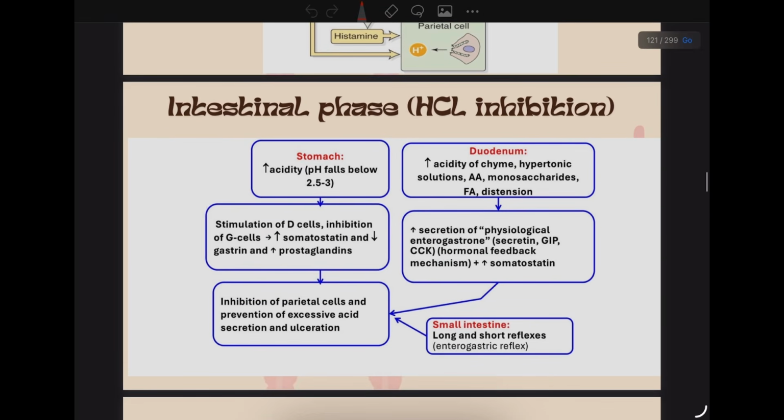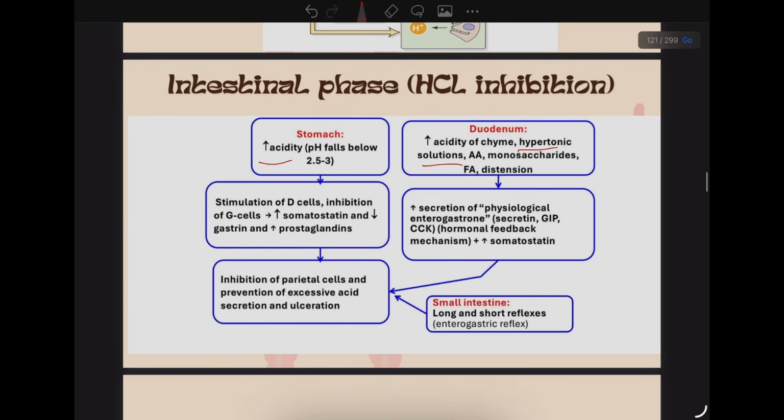Intestinal phase, we have talked about it. It's stimulated either by high acidity or high tonicity of solutions. It secretes many things: somatostatin, secretin, GIP, I always forget what it's called, CCK. All of these, what do they do? Inhibit parietal cells, either directly or indirectly.